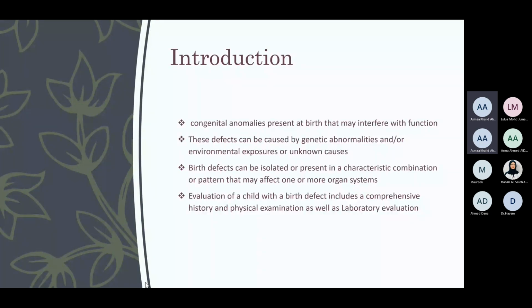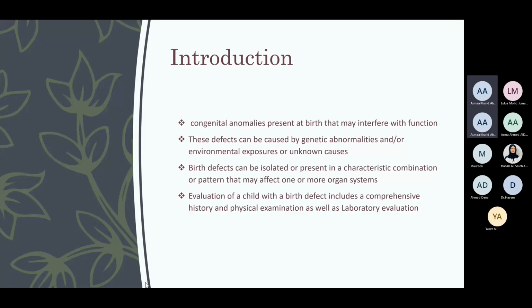Congenital anomalies are usually present at birth, and they could be caused by genetic abnormalities, an environmental exposure, or sometimes unknown causes. They can be isolated or present in a combination or a certain pattern, and this could affect one or more organs. To evaluate a child with a birth defect, you have to start comprehensively with history, physical examination, and eventually the lab evaluation.